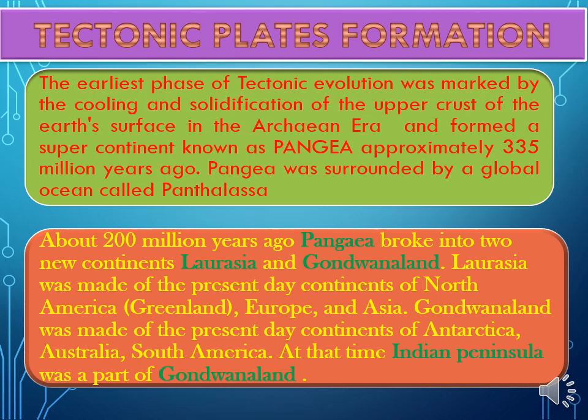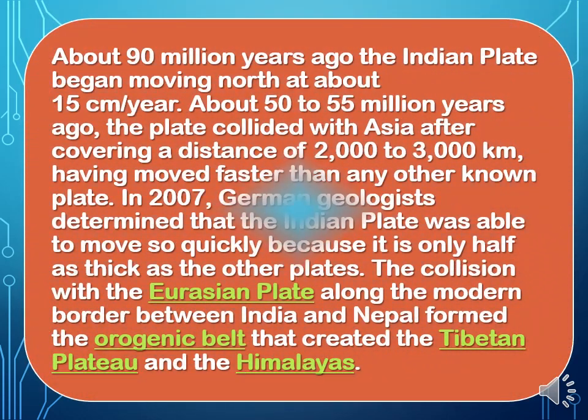About 200 million years ago, Pangaea broke into two new continents. They are Laurasia and Gondwana. At that time, the Indian Peninsula was a part of Gondwana land. About 90 million years ago, the Indian plate began moving north at about 15 centimeters per year. About 50 to 55 million years ago, the plate collided with Asia after covering a distance of 2000 to 3000 kilometers, having moved faster than any other plate.